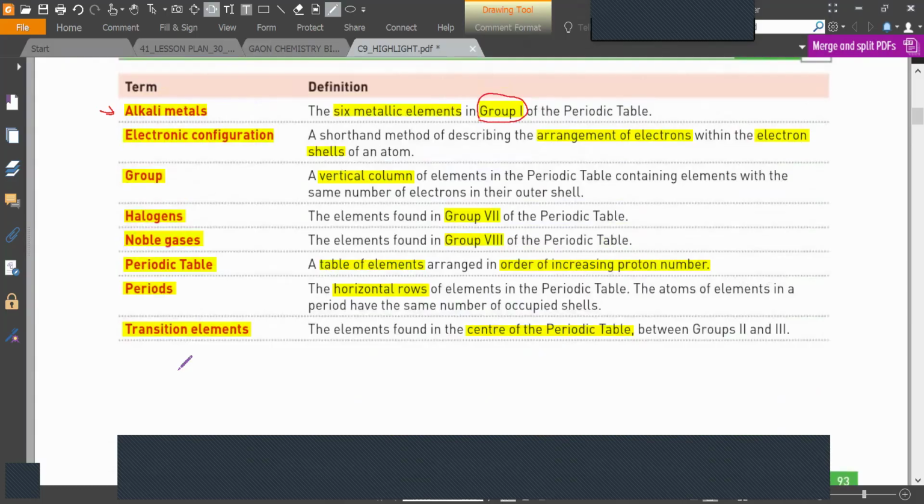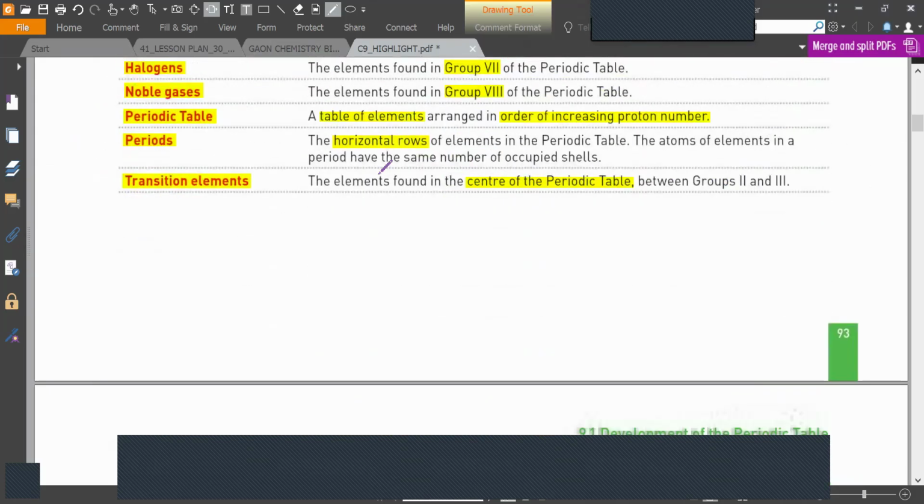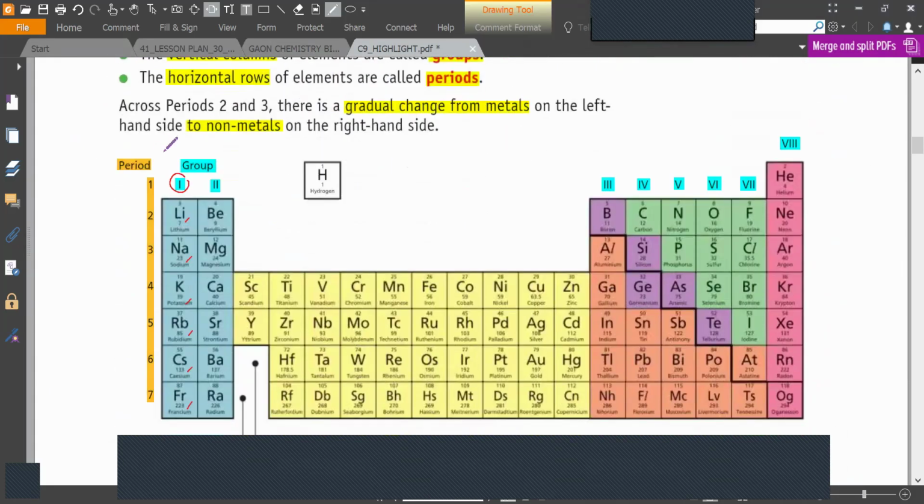Electronic configuration. We know that is the arrangement of electrons. Group: vertical columns. So these are groups: group 1, group 2, group 3, group 4, group 5, group 6, group 7, group 8.